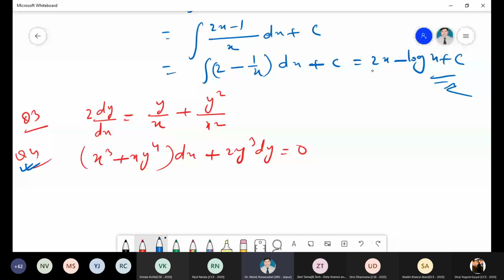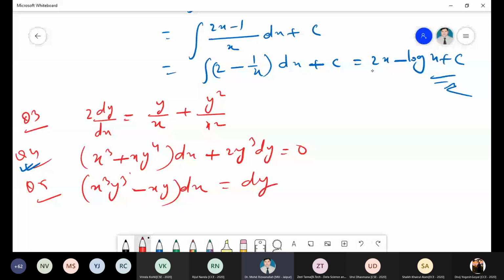Question number 5 is x cube y cube minus xy dx equal to dy. A very simple question, but it makes it something different.